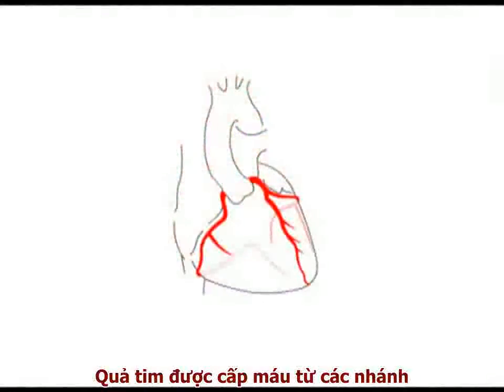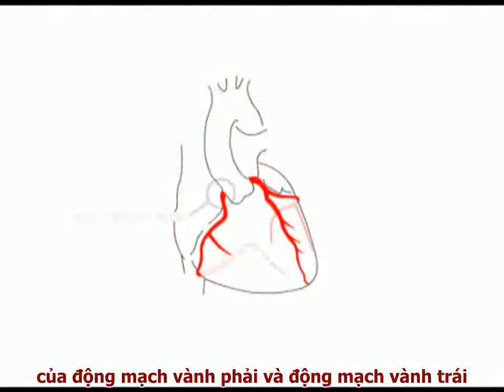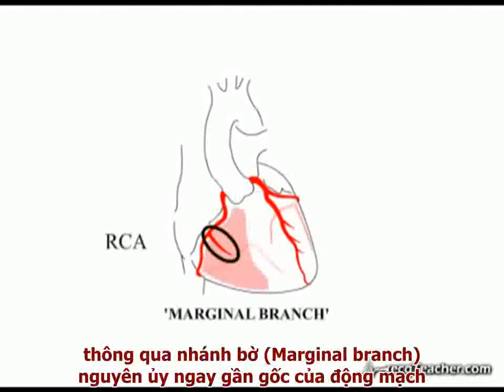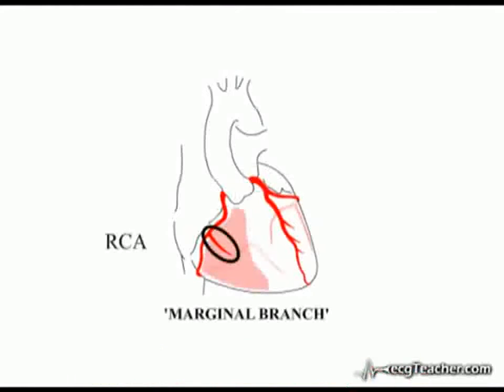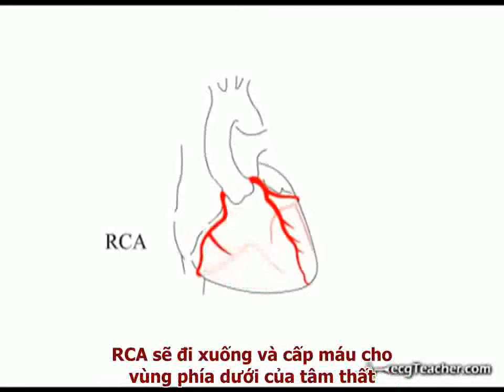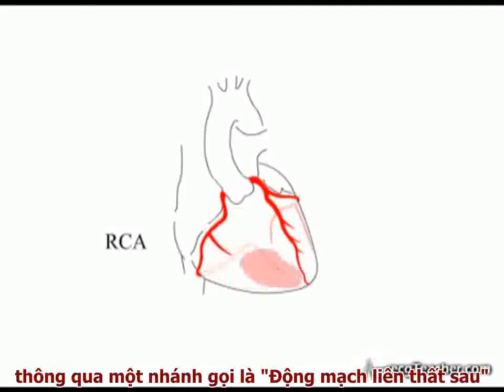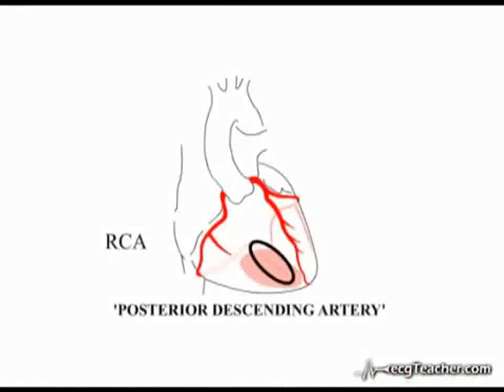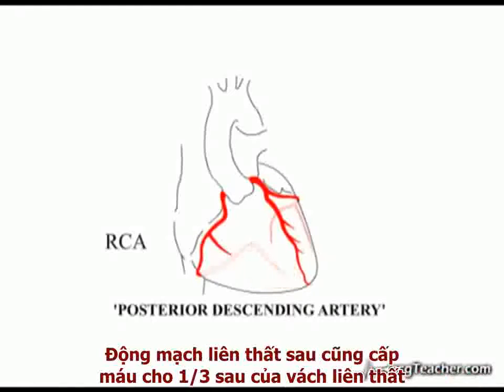Heart is supplied with arterial blood by the branches of the right and left coronary arteries. The right coronary artery, or RCA, supplies the right ventricle through a marginal branch which arises near the origin of the vessel. In 90% of individuals, the RCA then goes on to supply the inferior surface of the ventricles through a branch called the posterior descending artery. This posterior descending branch also supplies the posterior 1/3 of the interventricular septum.